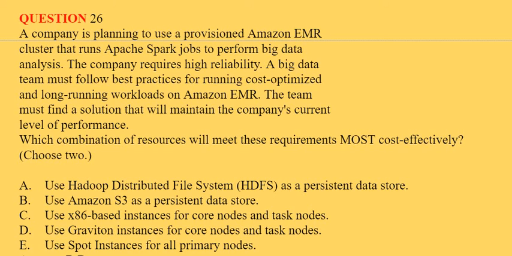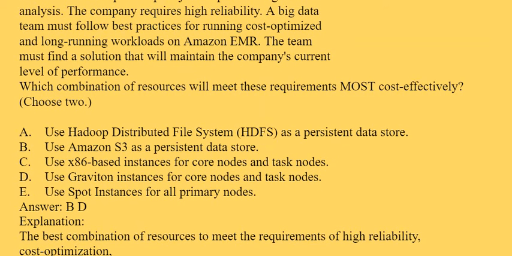Choose two options. Option A. Use Hadoop Distributed File System (HDFS) as a persistent data store. Option B. Use Amazon S3 as a persistent data store. Option C. Use x86 based instances for core nodes and task nodes. Option D. Use Graviton instances for core nodes and task nodes. Option E. Use Spot instances for all primary nodes. Correct answer is option B and option D.